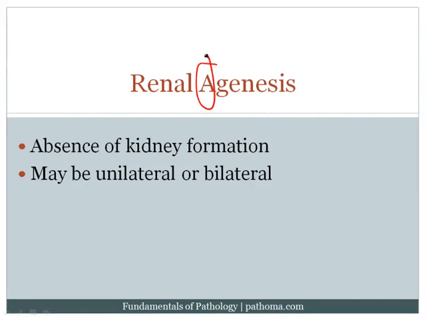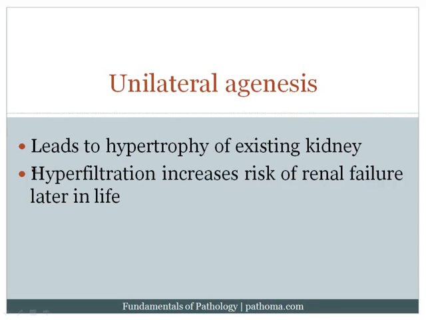A means without, and genesis means production. So in this particular case, there's an absence of kidney formation. Now that absence of kidney formation can be unilateral or it can be bilateral. In unilateral agenesis, the complication will be that the patient will be lacking one kidney, and the consequence of that will be that the existing kidney will undergo hypertrophy. Now the existing kidney, when it undergoes hypertrophy, is actually going to be doing the work of two kidneys. That's not really a problem until many years down the line, and that's when hyperfiltration injury will begin to lead to a risk of renal failure.